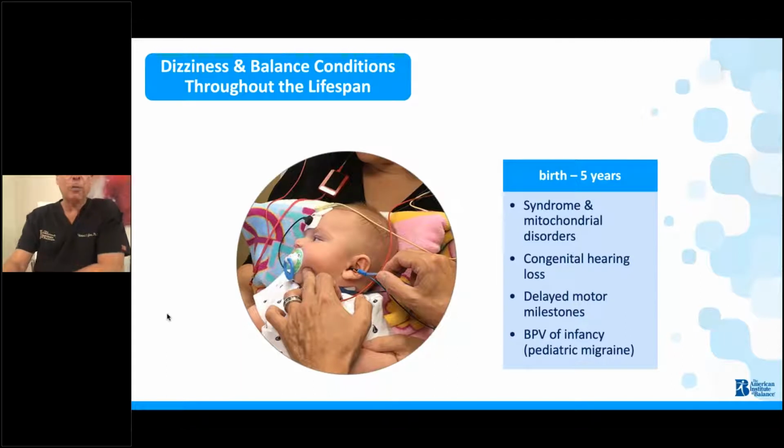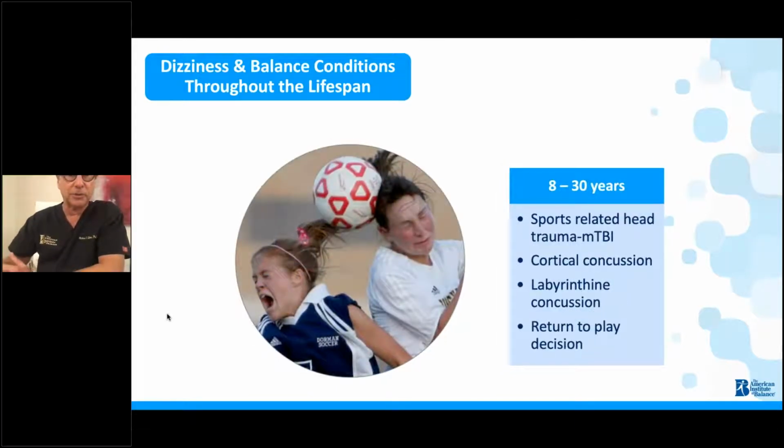Babies. Now, we test babies as young as 3 months of age. If you go to dizzy.com and go to the Dr. Gans blogs, it's open access, no cost, and you will see dozens of video case studies of us working with infants. Now, why would you test a 3-month-old? Well, we know the relationship between sensorineural hearing loss, syndromic mitochondrial disorders, and the audiovestibular expressivity. Also, anyone with delayed milestones.